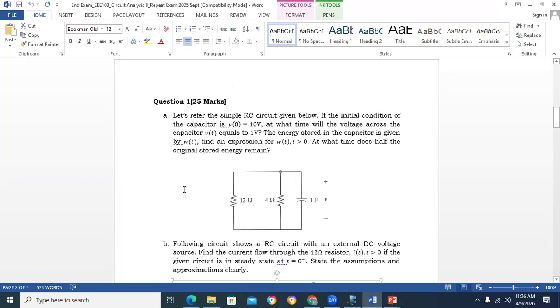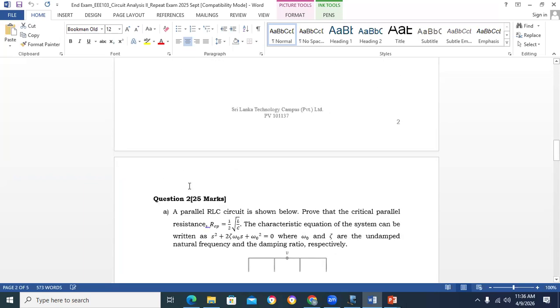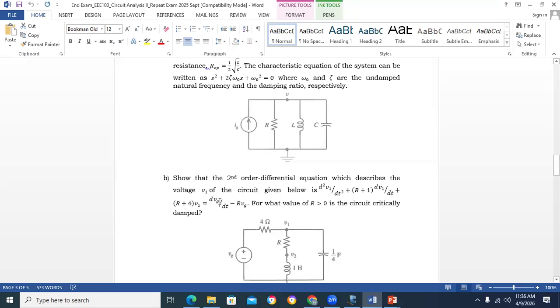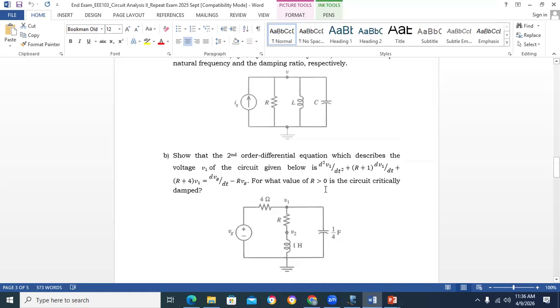So again, I ask you to do this question 2 part B. No need to find this damping. So try to do this one. Try to get this equation. I will give you around 5 minutes.